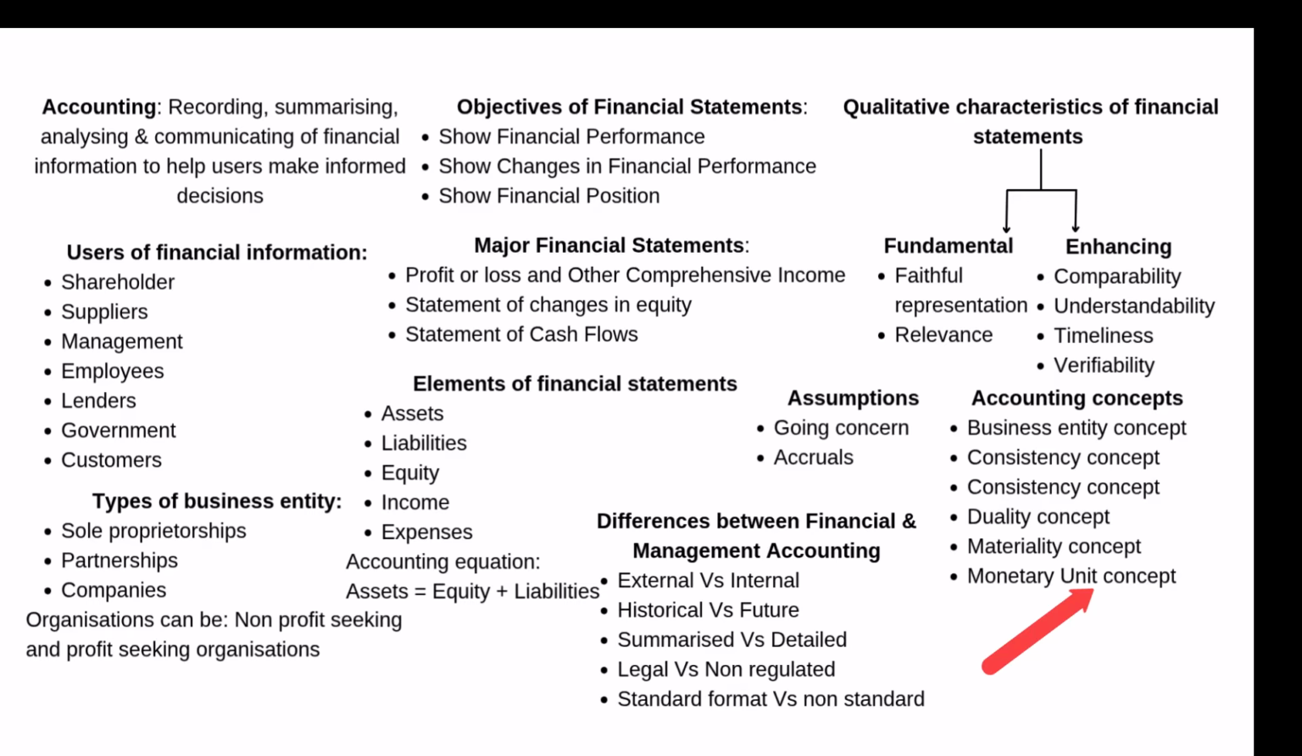So the same transaction is going to affect two accounts, which is cash and inventory or stock. Materiality concept is the assumption that you only show significant amounts in the financial statements. You only show amounts that are useful for economic decision making.